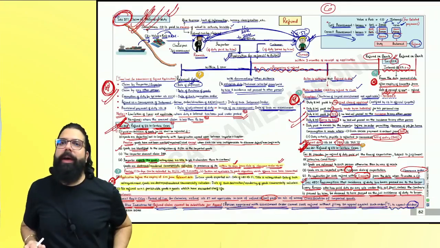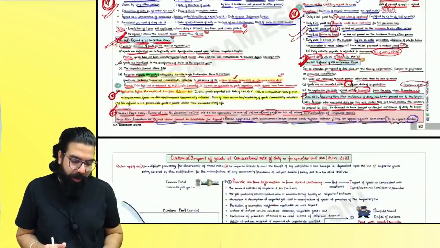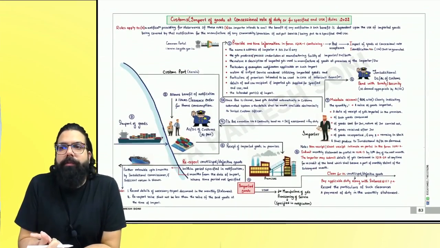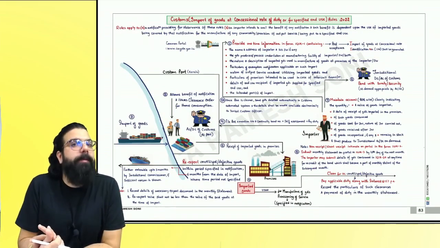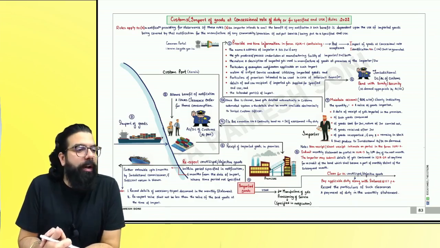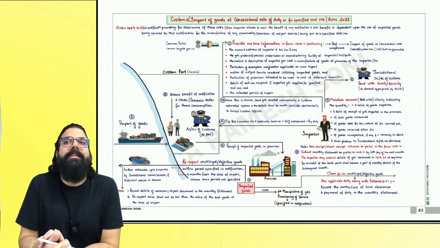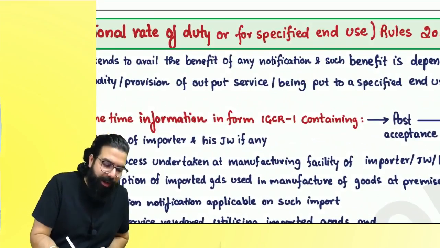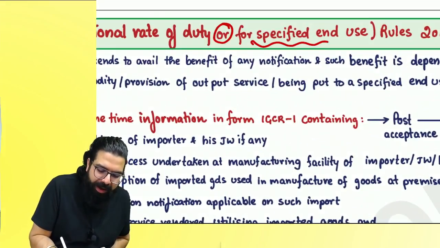People, let's go ahead and move to the next chapter now. Please come to the next chart, everyone. The next chapter is on customs import of goods at concessional rate of duty or for specified end use.